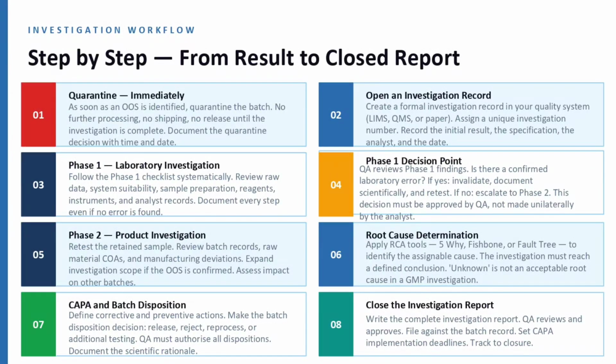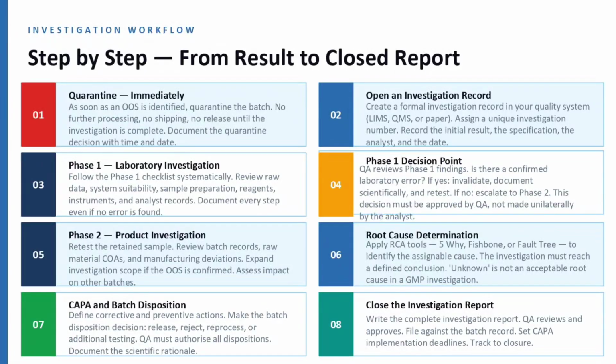Step 4. The Phase 1 decision point. QA reviews the Phase 1 findings. This is a formal, documented decision. Either a confirmed laboratory error was identified, in which case QA approves invalidation with the specific scientific justification and authorizes a retest, or no laboratory error was found, in which case QA escalates to Phase 2. This decision must be signed and dated by QA. It cannot be made unilaterally by the analyst.